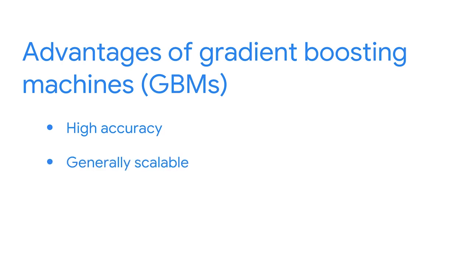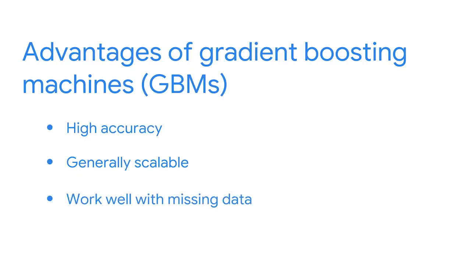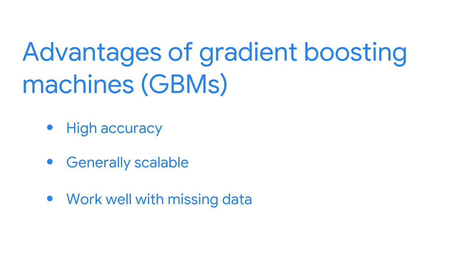Another advantage is that GBMs are scalable. Even though they can't be trained in parallel, like random forests, because their base learners are developed sequentially, they still scale well to large data sets. GBMs also work well with missing data. The fact that a value is missing is viewed as valuable information. So GBMs treat missing values just like any other value when determining how to split a feature. This makes gradient boosting relatively easy to use with messy data. Also, because they're tree-based, GBMs don't require the data to be scaled, and they can handle outliers easily.